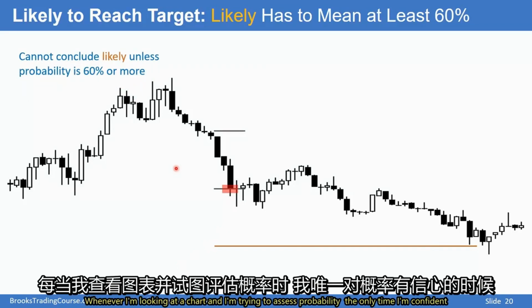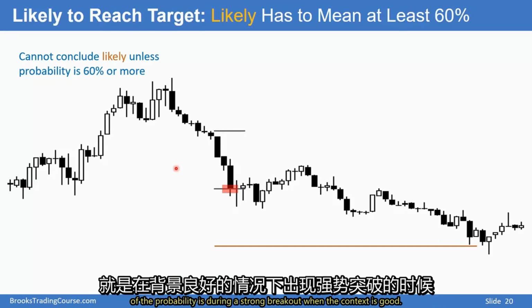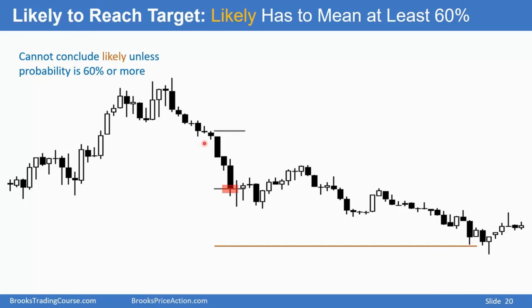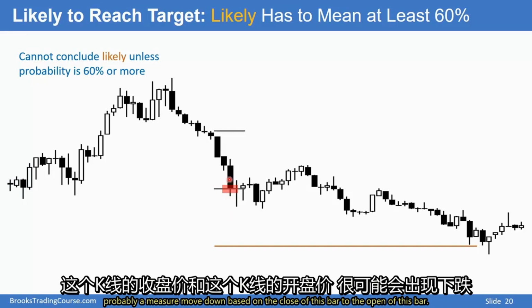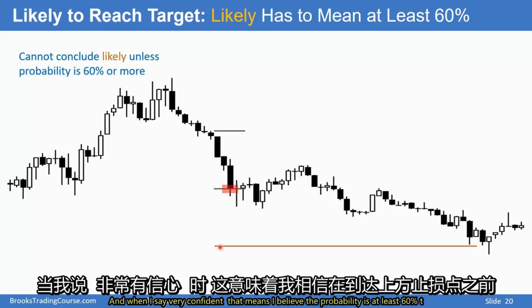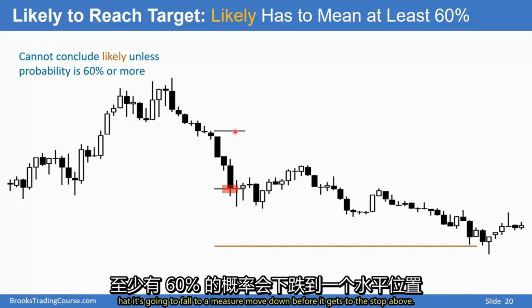Whenever I'm looking at a chart and I'm trying to assess probability, the only time I'm confident of the probability is during a strong breakout when the context is good. When I see this strong breakout in a bear trend like this, I'm very confident that we're going to go lower, probably a measured move down based on the close of this bar to the open of this bar. And when I say very confident, that means I believe the probability is at least 60% that it's going to fall to a measured move down before it gets to the stop above.